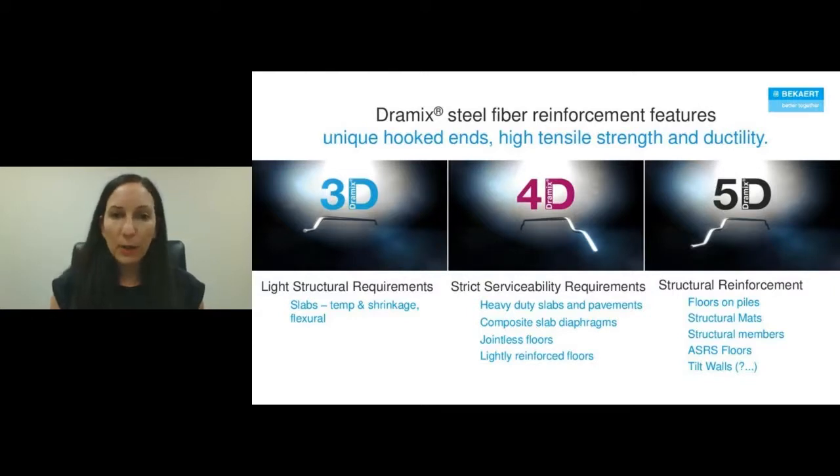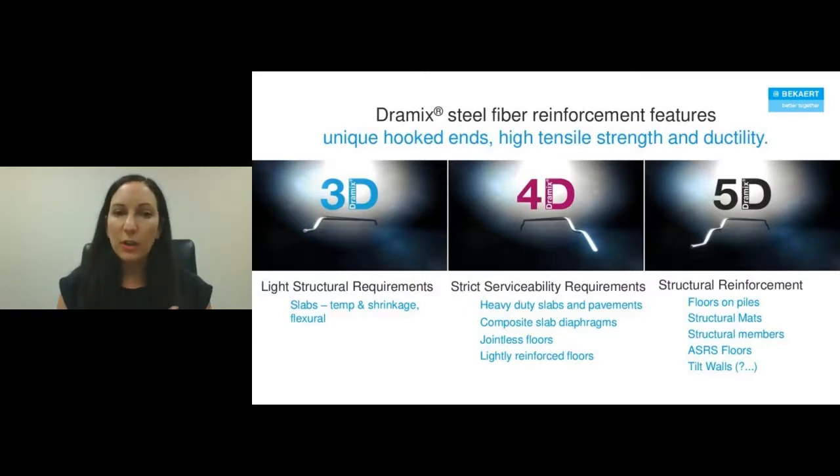Within the Dramix brand, we have 3 product lines, the 3D, 4D, and 5D fibers. 3D is our legacy product. These have been around for about 40 years. The naming 3, 4, and 5 in those names corresponds to the end anchorage. So it's the number of segments in that hook at the end. So 3D was a single hook, 4D is a double hook, 5D is a triple hook. In addition to those deformation differences, they also have different tensile strengths.